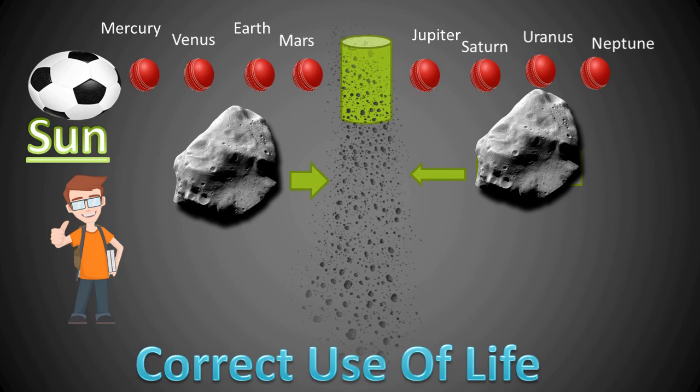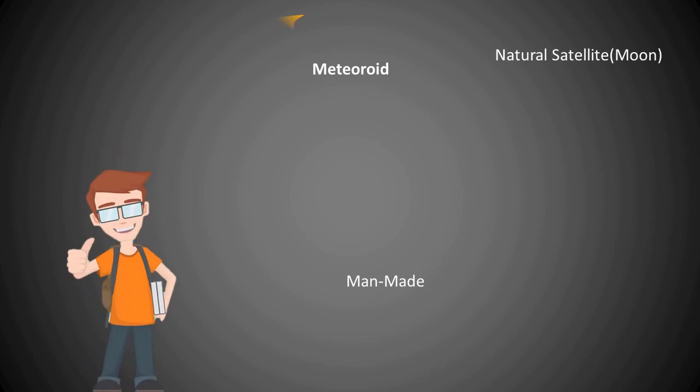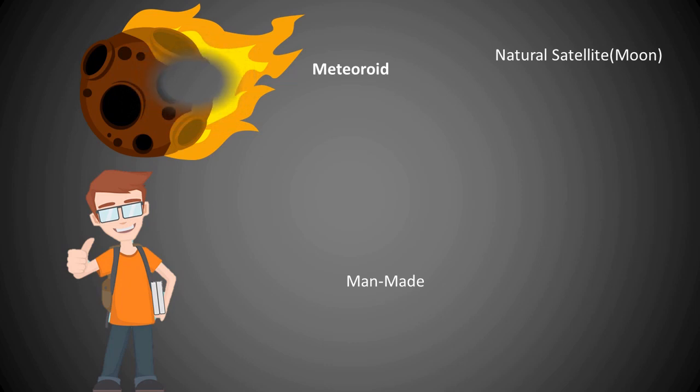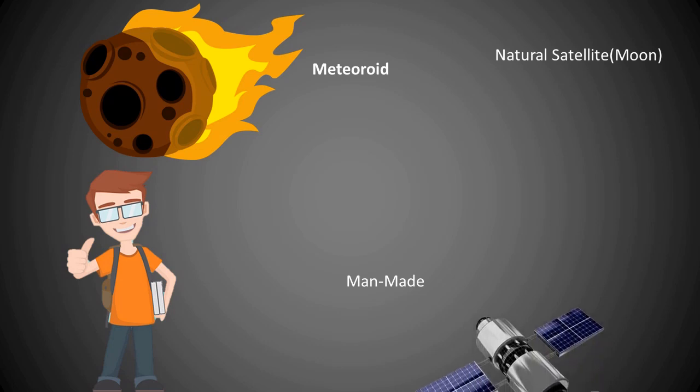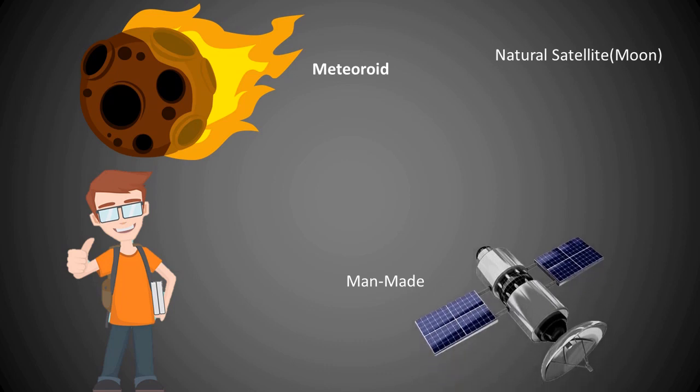Now, the next term we have is meteoroids. And what are they? Meteoroids are small pieces of rock which also move around the sun, and sometimes these come into Earth's atmosphere, and due to friction with the air, they get heated up and burn. We call them shooting stars. But sometimes a meteor, without being completely burnt, falls on the earth and creates a hollow.